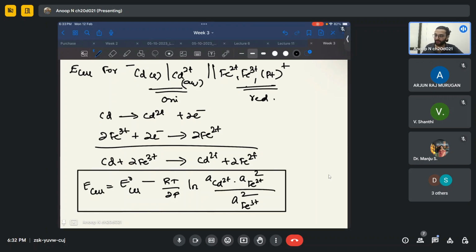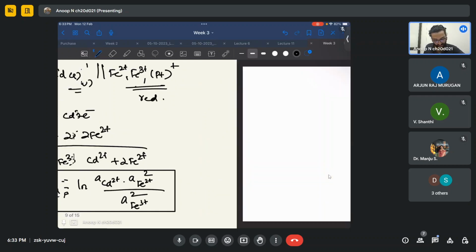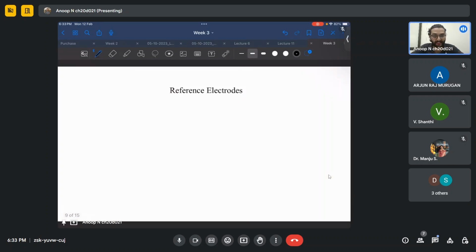So just try to write these equations every time and try to solve it yourself. When doing it, try to do it step by step. Then only will we have a clear understanding. Next part is the reference electrode part.